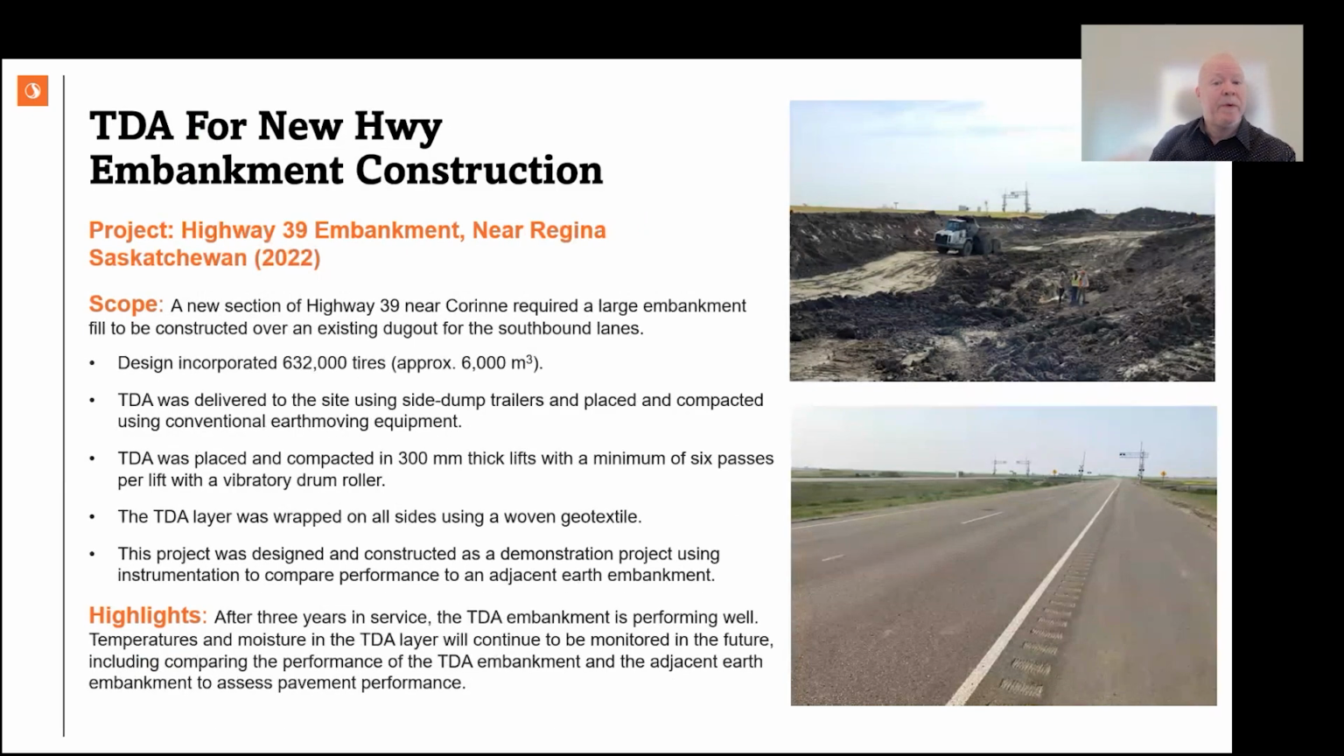The second example is a new highway construction project. And this is another project that I worked on. It was for Highway 39 near Regina. And this was completed in 2022, so fairly recent.